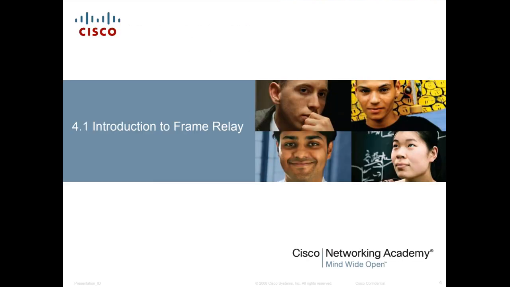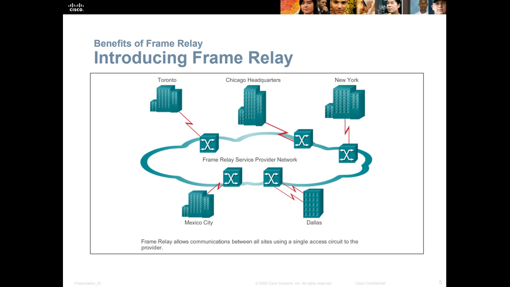So let's get started. Okay, frame relay, as you can see here, we have headquarters in Chicago. If we want to do point to point, this means that we need to buy subscription point to point from Chicago to New York, point to point from Chicago to Dallas, to Mexico, to Toronto. This is very expensive. So the best way, cheaper, is to go through frame relay.